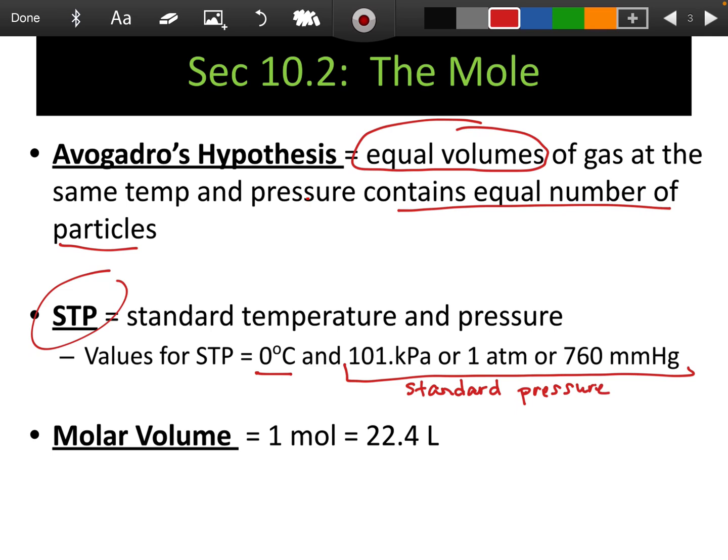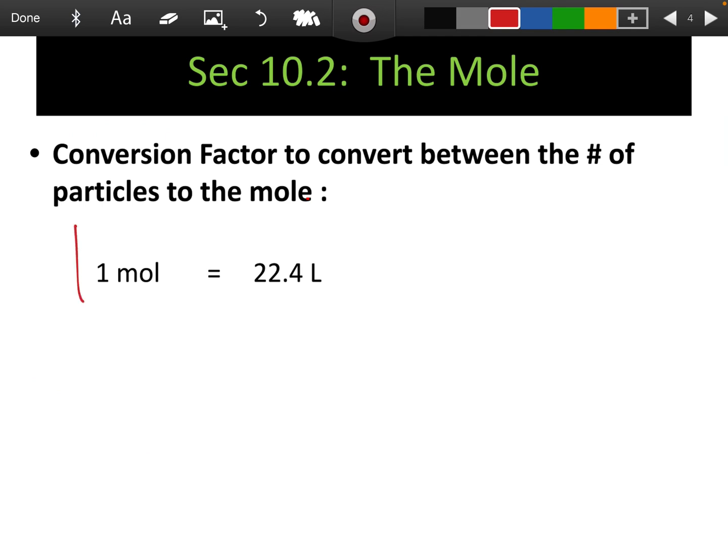The molar volume is the fact that 1 mole of gas will occupy 22.4 liters of space. So this is your new conversion factor. 1 mole is equal to 22.4 liters. Liters, again, represents volume.